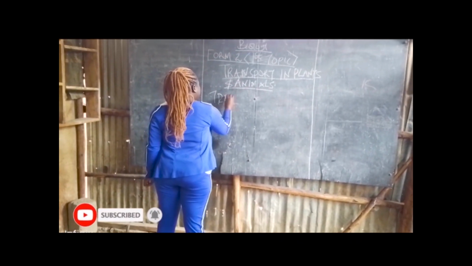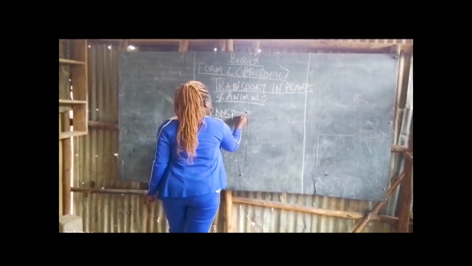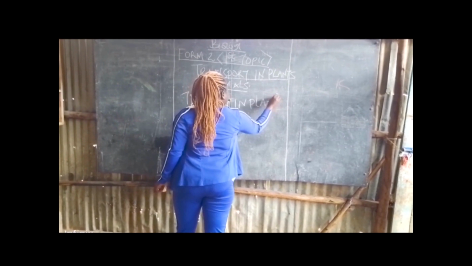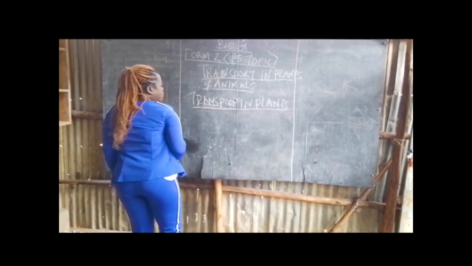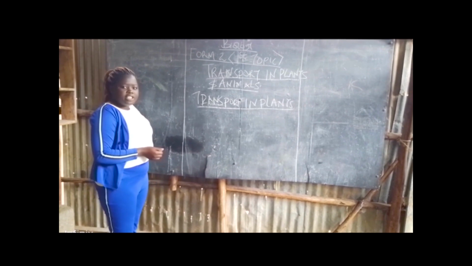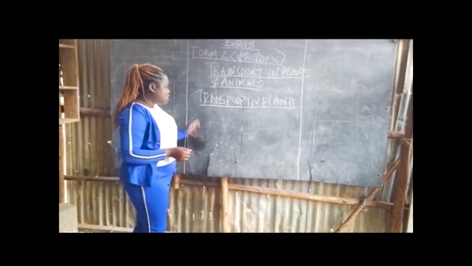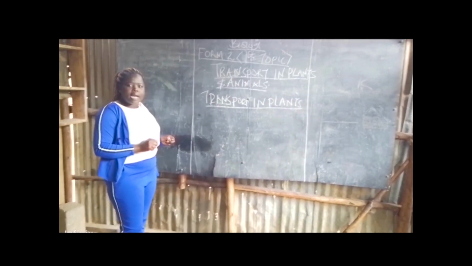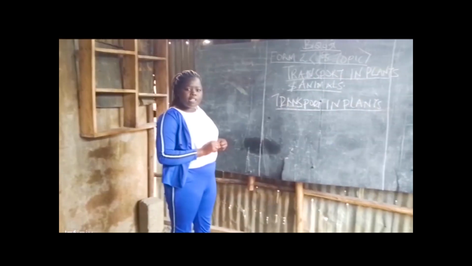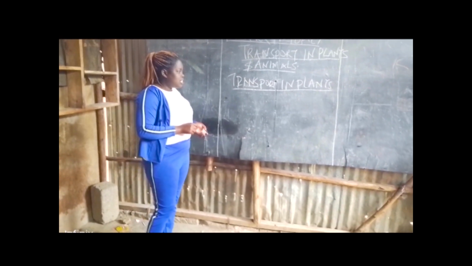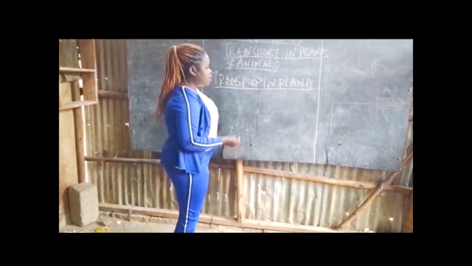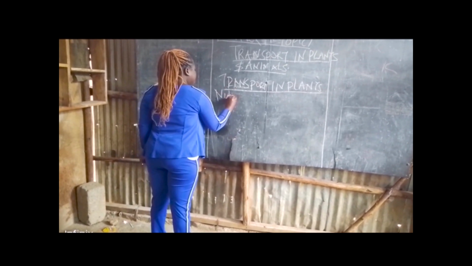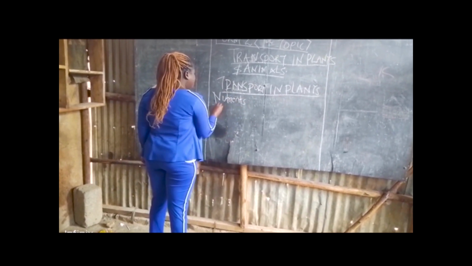Transport in plants. I'm going to start with the definition of transport. Transport is the movement of substances from one part of a plant to another. What are these substances we are talking about? We have nutrients. We have oxygen.